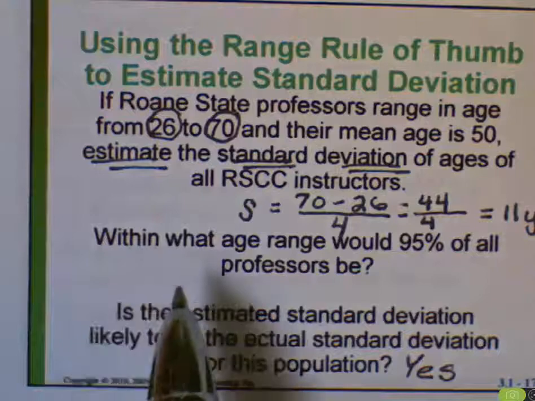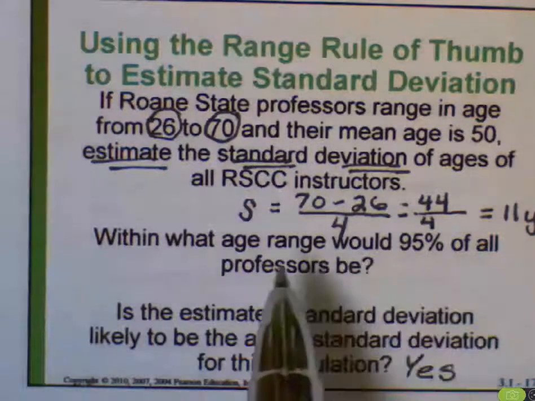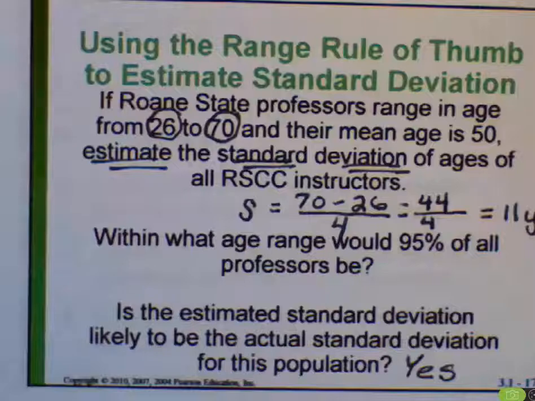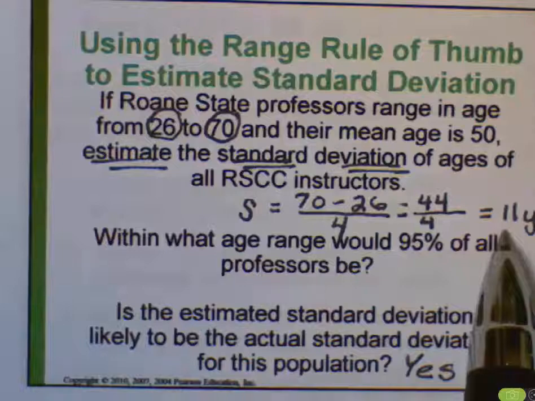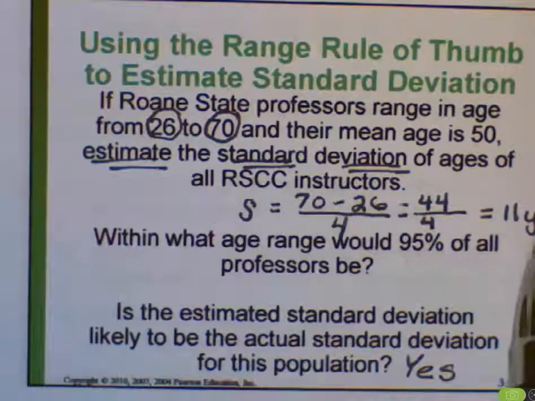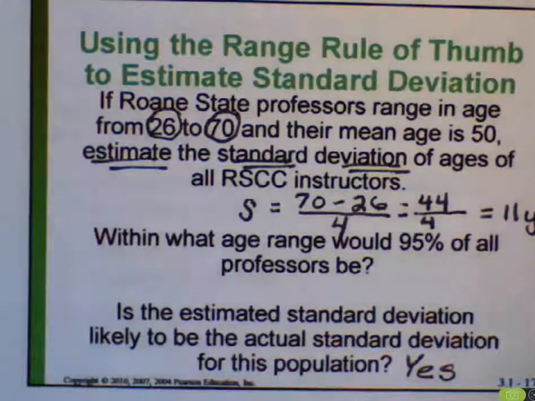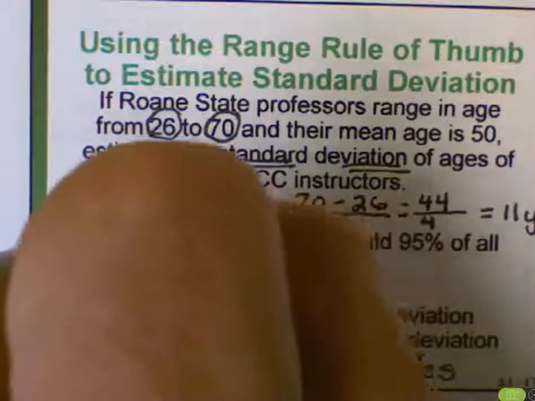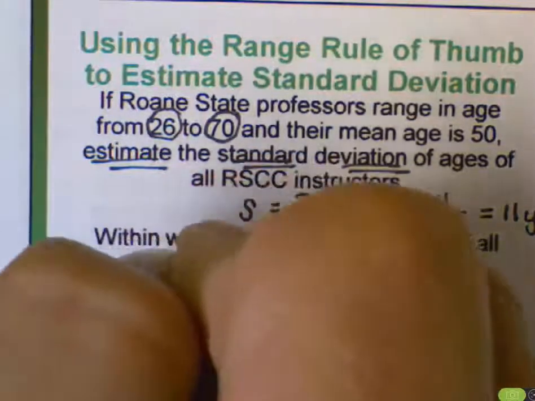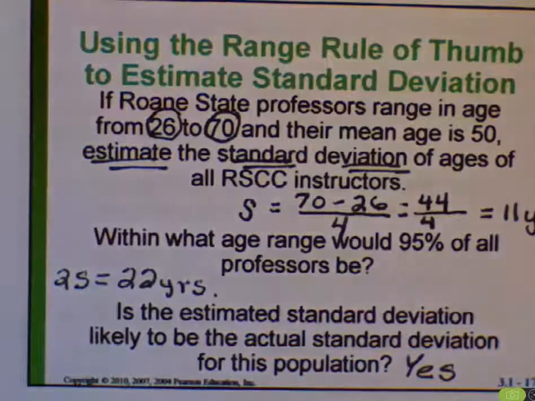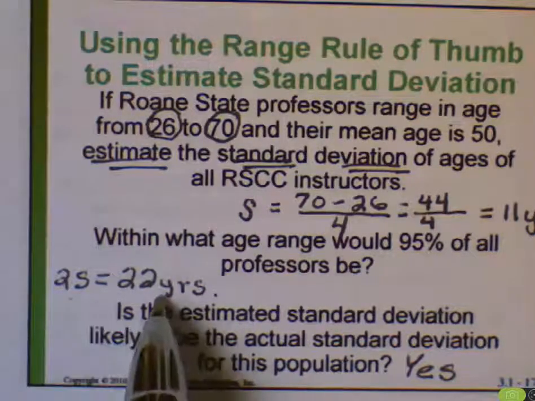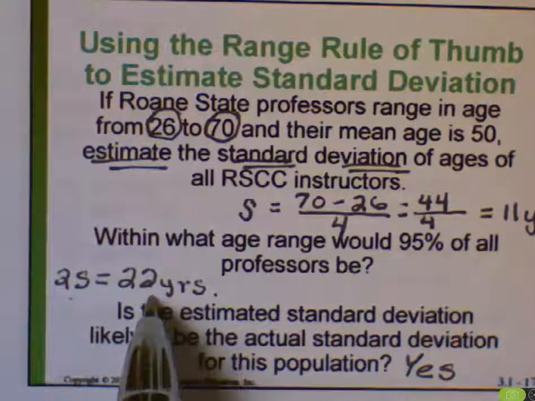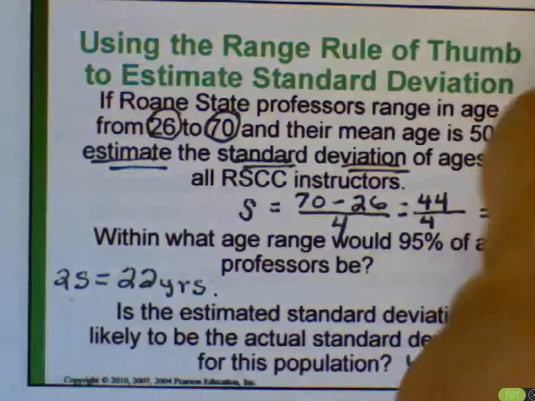We're also asked within what age range would 95% of all professors be? Well, this is our very best estimate of the standard deviation, 11 years. So two standard deviations would be 22 years. And the range rule of thumb says that 95% of professors would be within this two standard deviations or 22 years of the mean. The mean was 50.